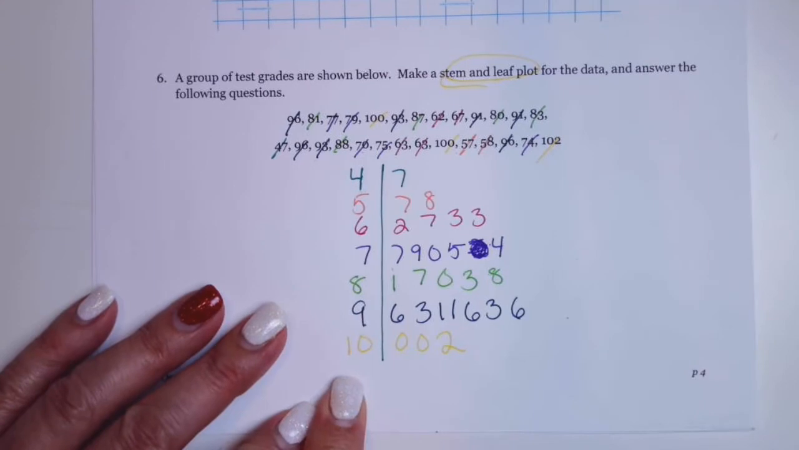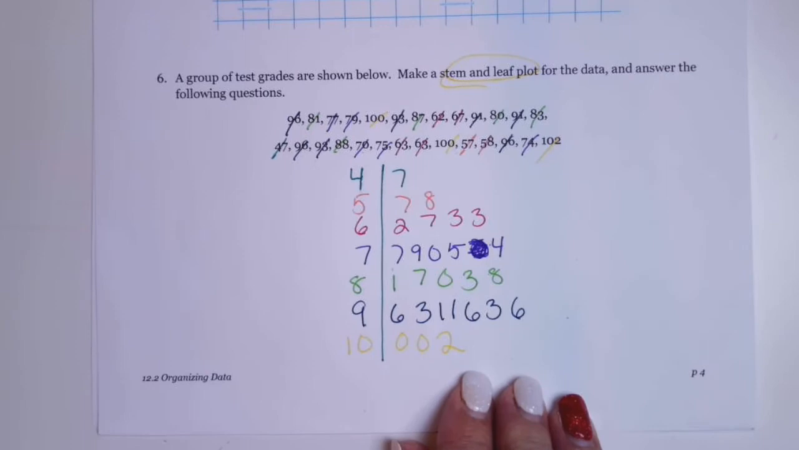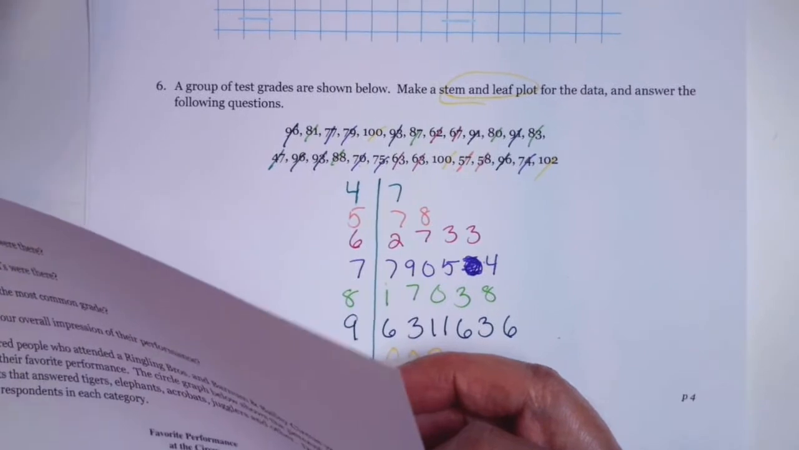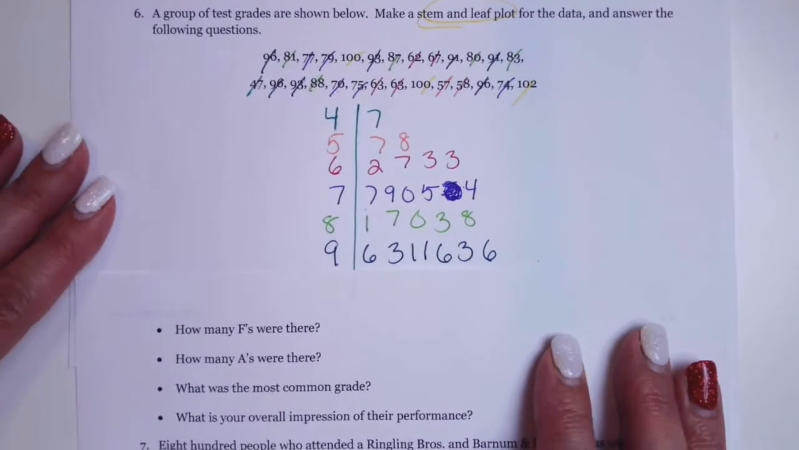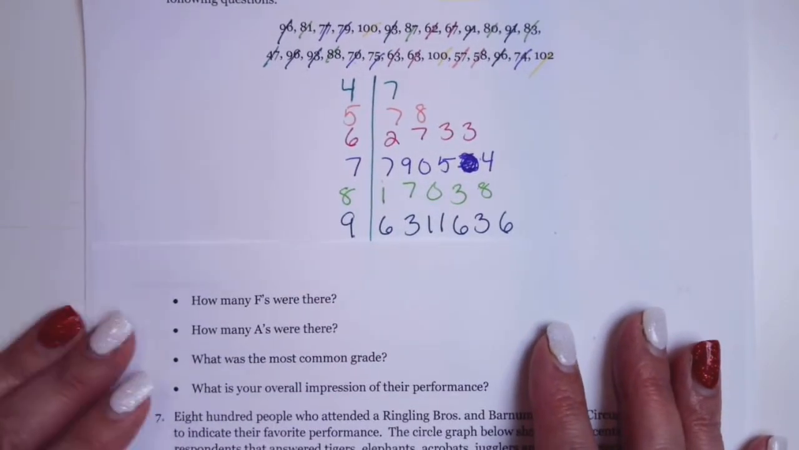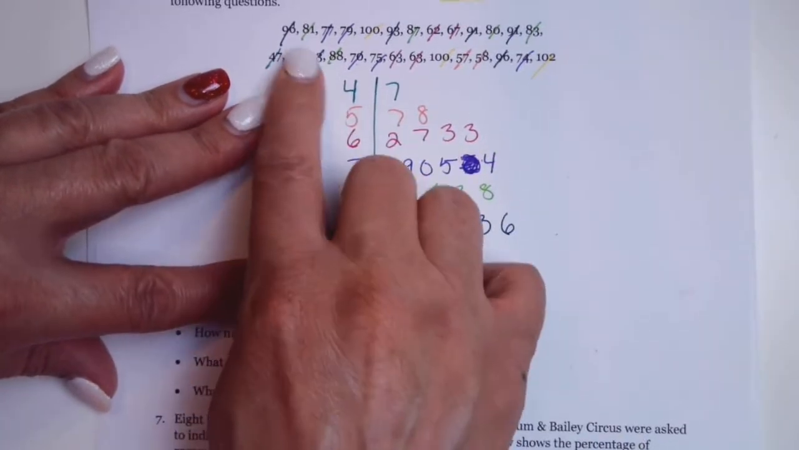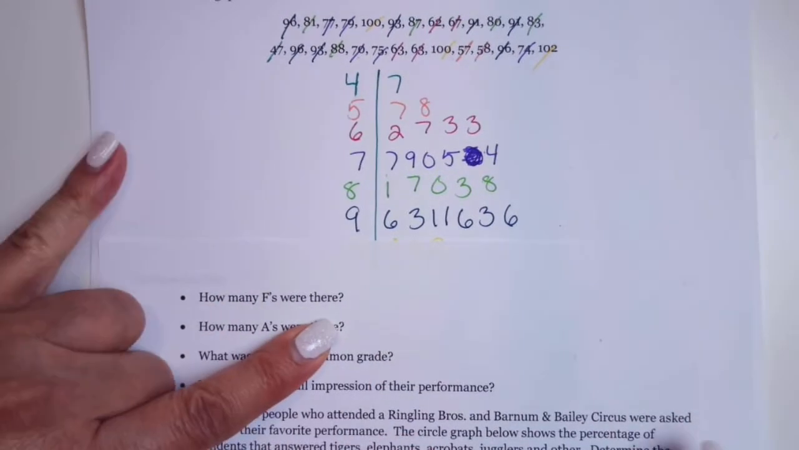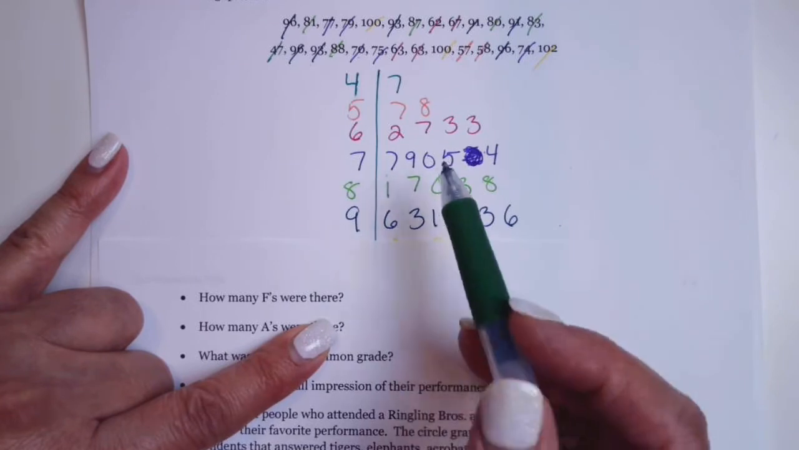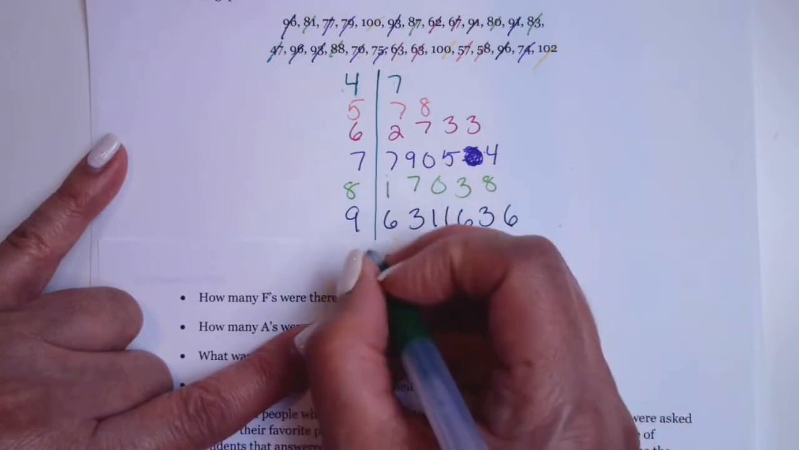We have the stem, which in this case are the 10s on the left side, and then we have the 1s on the right side. So now we're going to answer questions based on what we have here. Notice how much easier it is to look at this than to try to figure out from those grades. So how many F's were there? 1, 2, 3. 3 F's.